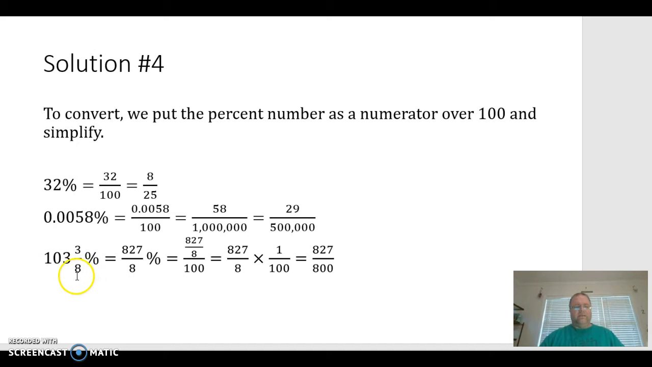All right, and the last one here, we're going to convert this 103/8 to an improper fraction. 103 times 8 is 824, plus 3 is 827 over 8. That's how we get this improper fraction here. Then we're going to put that over 100. Once again, we're going to multiply the numerator by the reciprocal of the denominator. And we're going to get 827 over 800. And that is in the reduced form there.